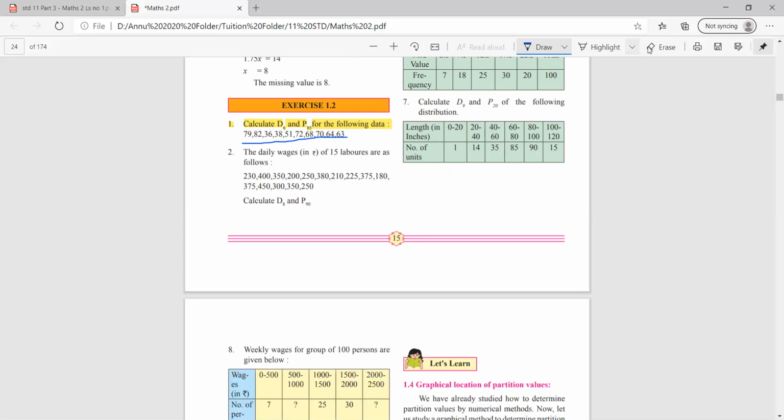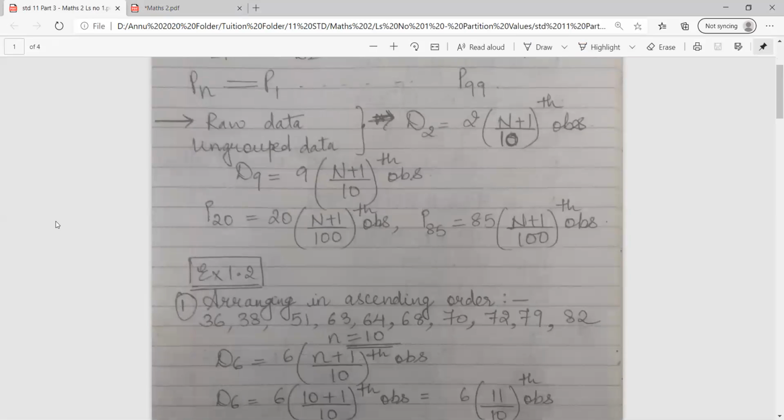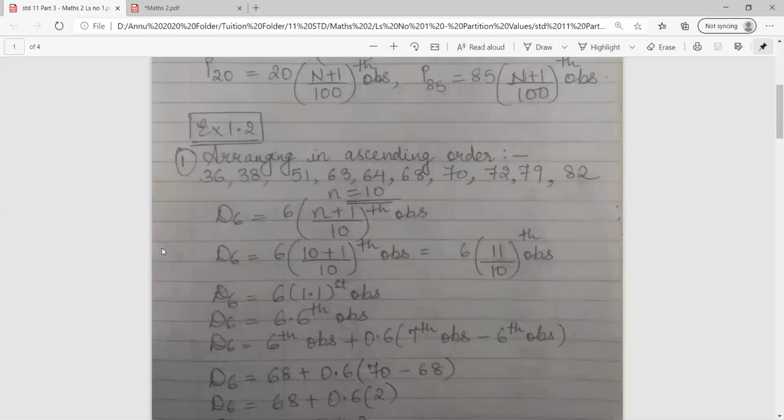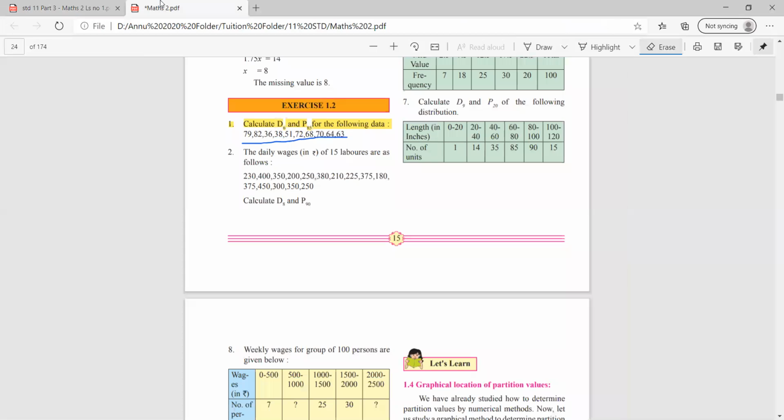If you remember the concept and the steps, first we arrange the data in ascending order. Here are some of the formulas, you can have a look, or you can pay attention when I'm teaching you the sums, so the formulas will automatically be understood. I'm arranging the first sum in ascending order like this: 36, 38, 51, 63, 64, 68, 70, 72, 79 and 82. The number of observations is n equal to 10. They have told us to find D6 and P85.